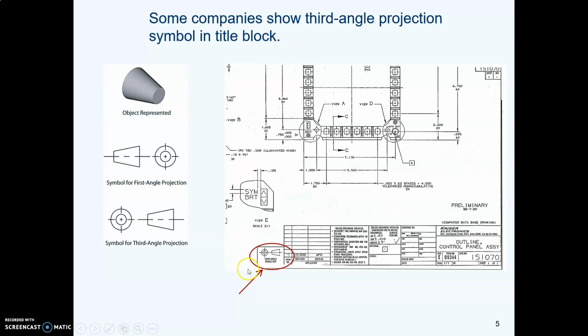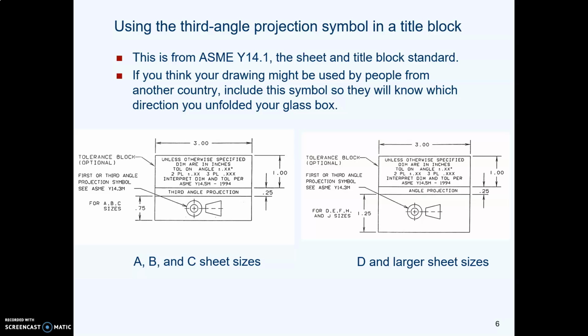Some companies put a symbol in their title block. This is the ASME symbol for third angle projection, and they do that so that their customers and clients in other countries will know which direction we are viewing the sides of the glass box from. So here is the material from ASME itself. This is ASME talking about how to draw these symbols. This is from the title block and sheet standard.